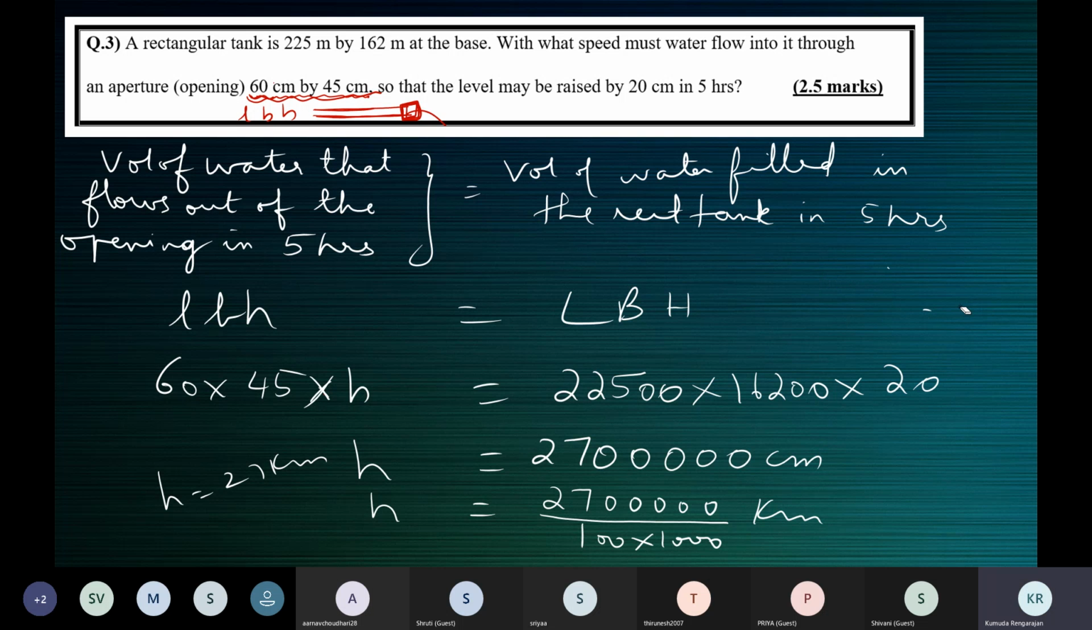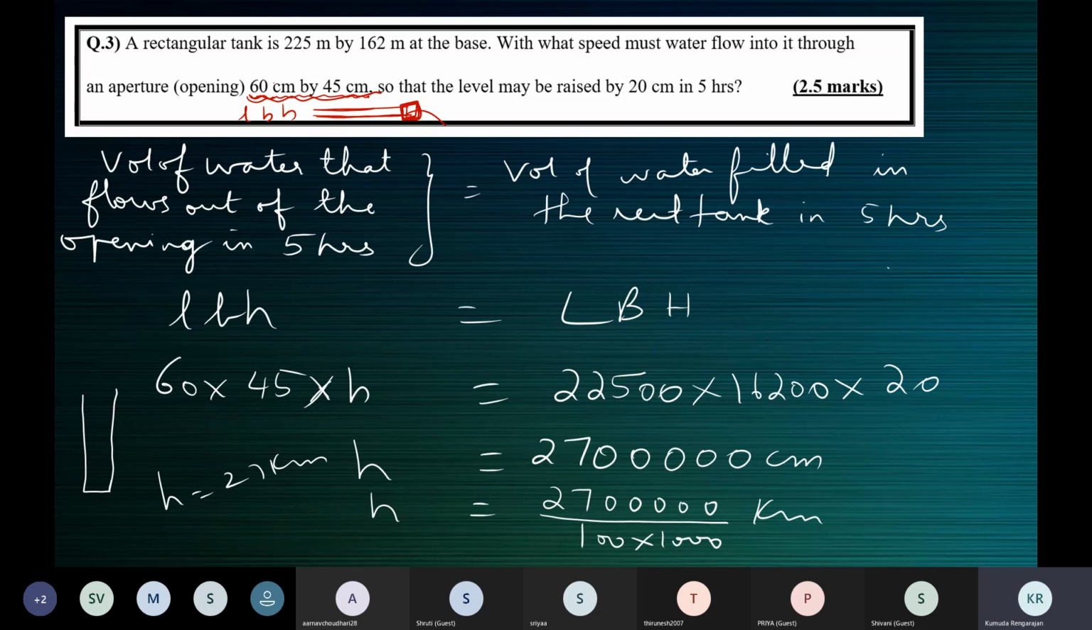So here the distance is nothing but 27 kilometers. The height of the water that comes out in 5 hours is 27 kilometers. Just imagine something like this. The opening is 60 centimeters by 45 centimeters. Imagine a cuboidal vessel, 60 centimeters long, 45 centimeters wide and of height 27 kilometers. Whatever is the capacity of that vessel, that is the volume of water that has come out in 5 hours.